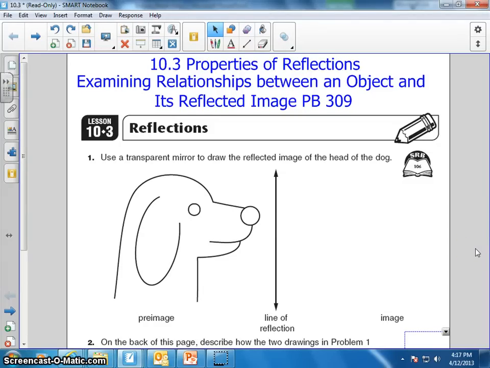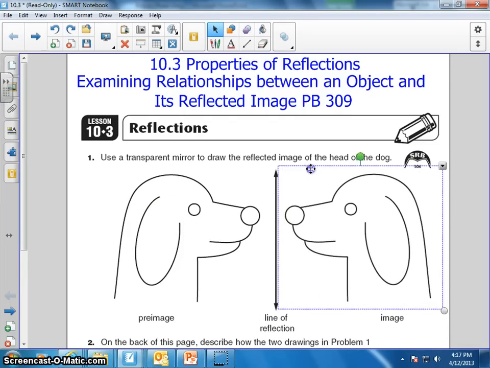Today we played around and discovered reflections a little bit with mirrors, and now we're going to talk about the different properties that they have. So here we have our pre-image, or the original image, and then our line of reflection, which this pre-image is reflected across to form the image. So if this is our pre-image, what is our image going to look like? Are we just going to move this image over here and it's going to look exactly the same?